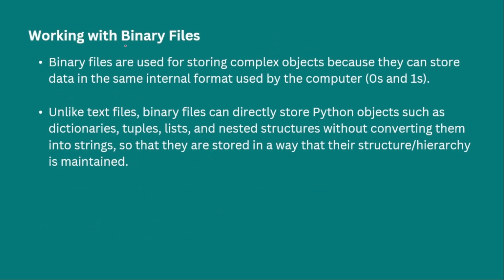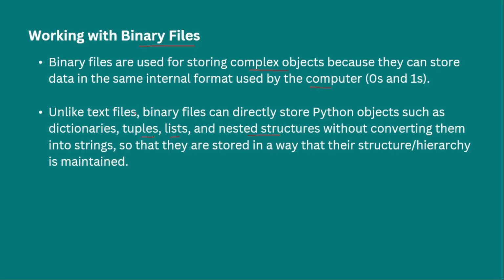Working with binary files. Binary files are used for storing complex objects because they can store data in the same internal format used by computer, zeros and ones. So all the complex objects, like nested structures, list, tuples, dictionary, these complex objects are stored in binary files because they can store data in the internal format used by computer, zeros and ones.